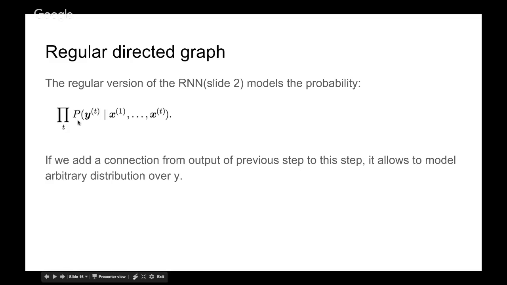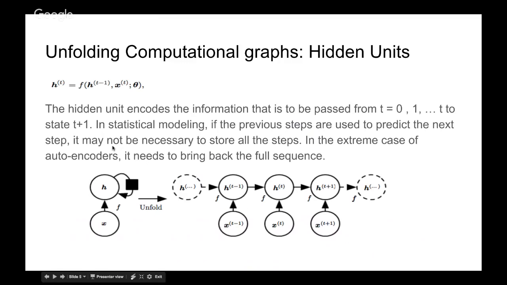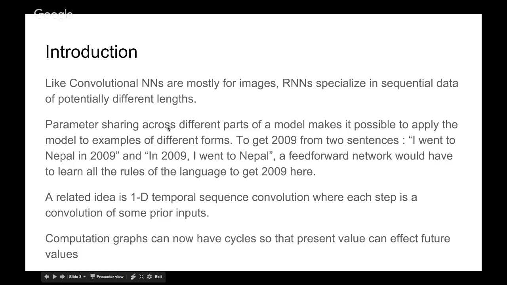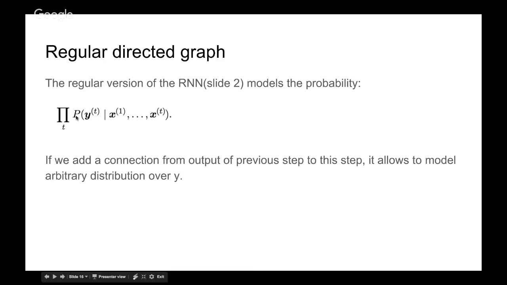So, like we were seeing before, the regular version of RNN is the version in which, if you go back to this version, the y's do not affect any further y's, because only x's have arrows to the loss function for y. So the probability distribution that it's trying to model can be written as the probability of y_t given all x that came before this y.